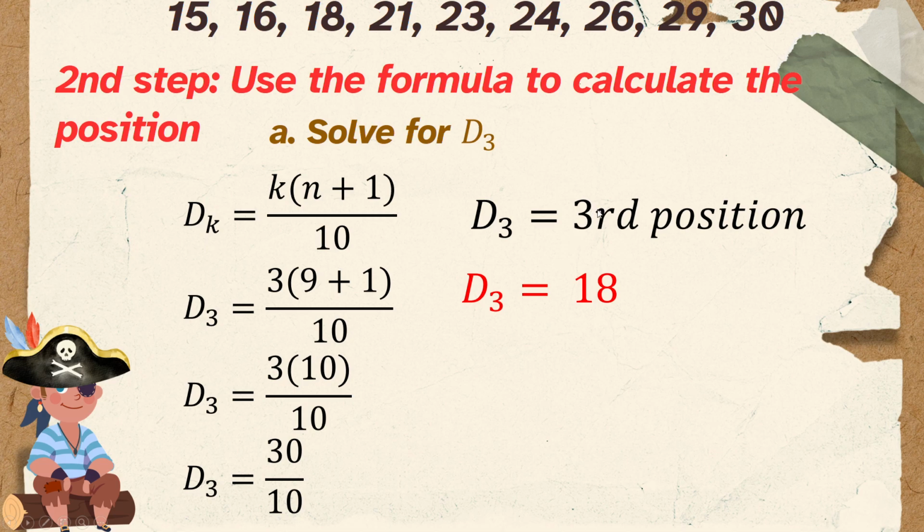Therefore, our D sub 3 or our third decile is on the third position. So let us count 1, 2, 3. Therefore, our third decile is equal to 18.